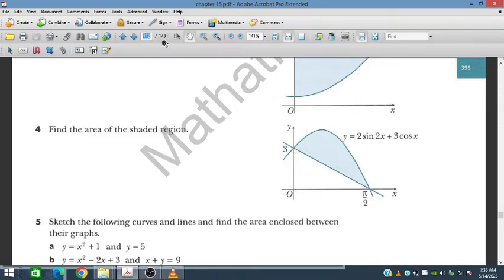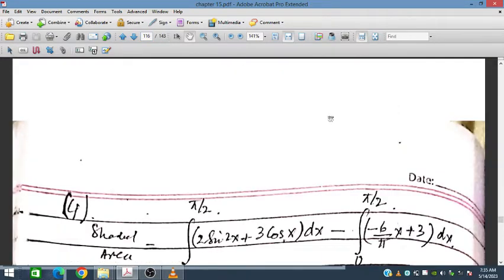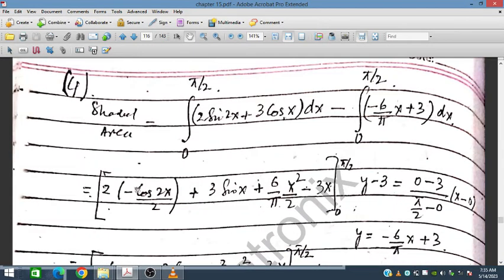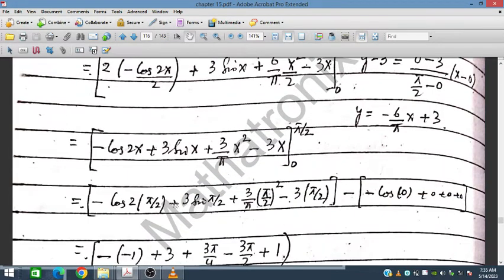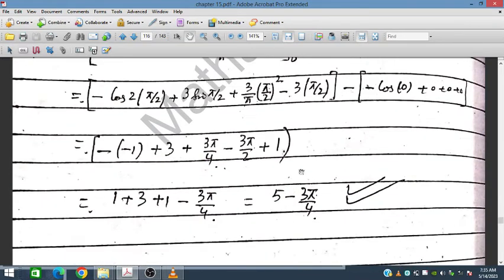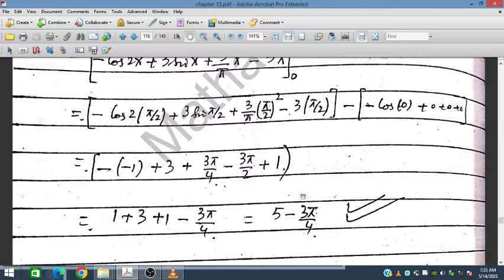So this area and then subtract this area. Substituting this value, taking this integral with limits from 0 to pi by 2, we have obtained this result. This is the result. This is a very important question.